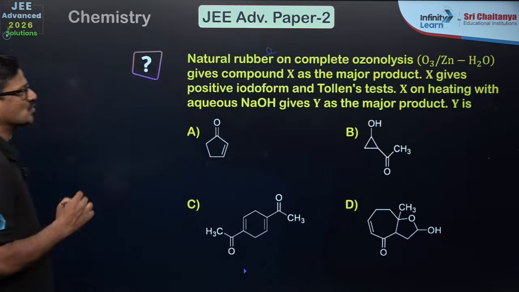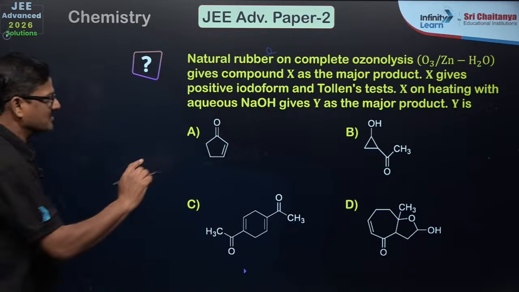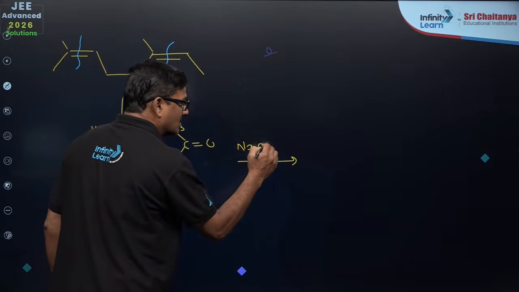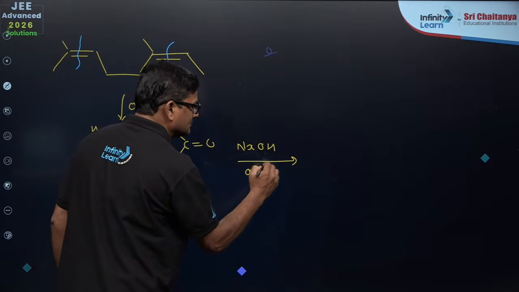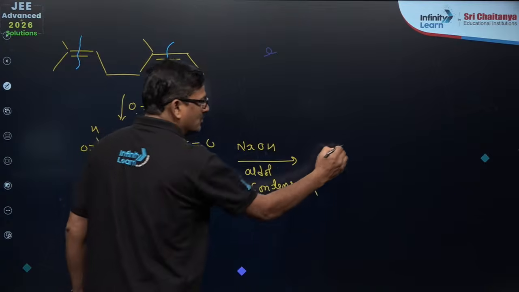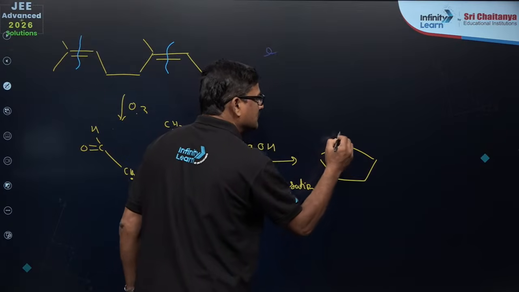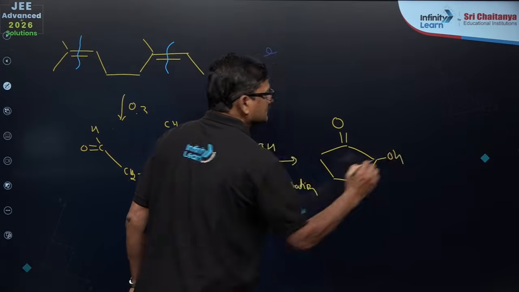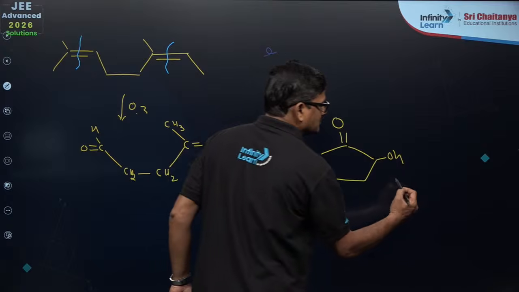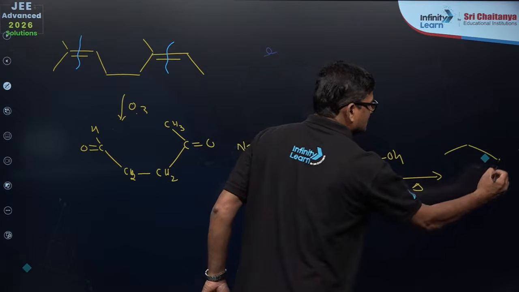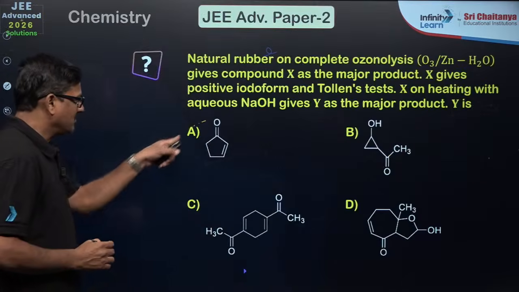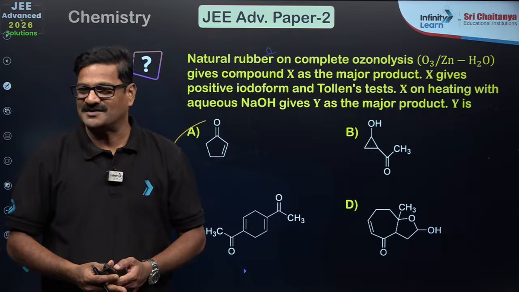This is on treatment with sodium hydroxide and gives a major product. It undergoes intramolecular aldol condensation. You will be getting the product like this. A 5-member ring is formed, which on heating, you will be getting the structure like this. So I just want to give you: option A is the correct answer for this question.